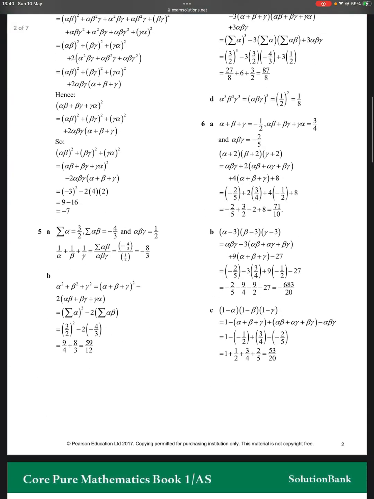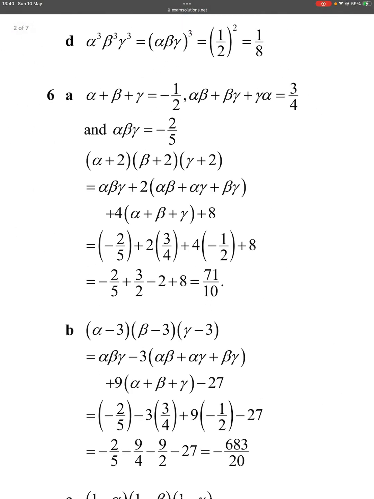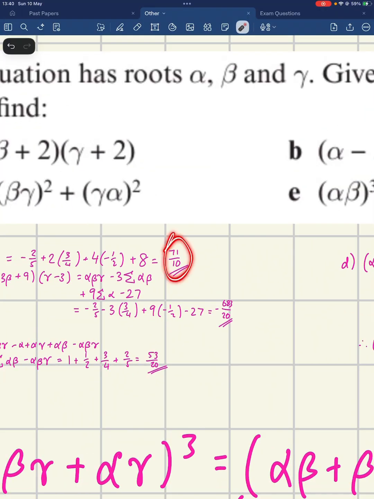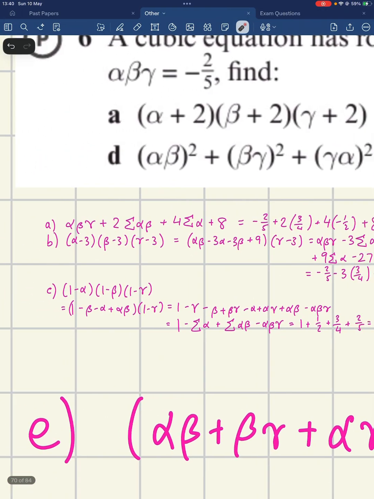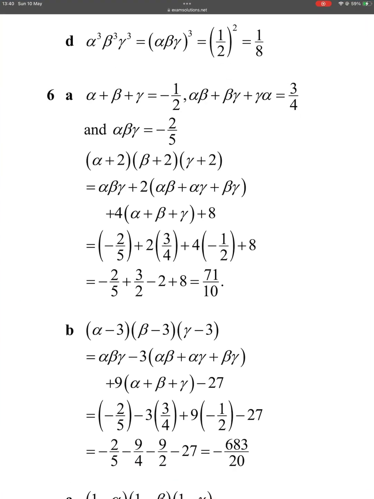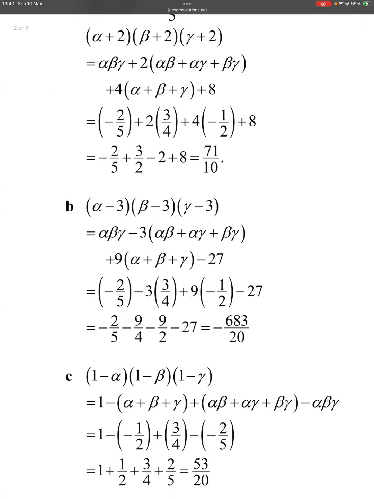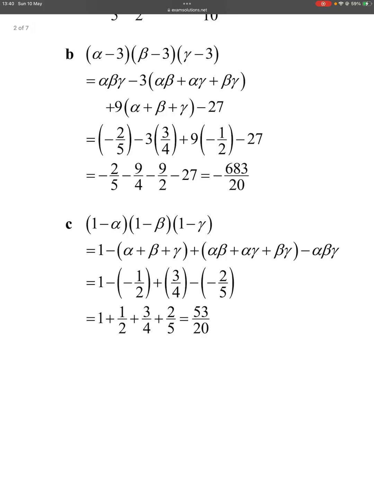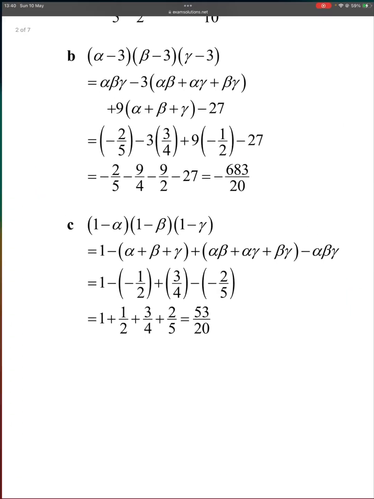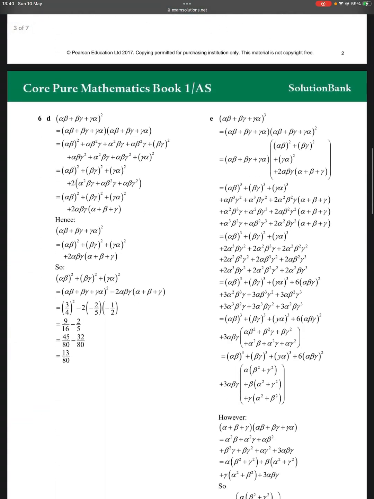Exercise 4D, question 6. Part A we got 71 over 10. Yep, which is what we got over here, 71 over 10. Part B we think was minus 683 over 20. Yep, minus 683 over 20. Part C we think was 53 over 20. Yep, 53 over 20.